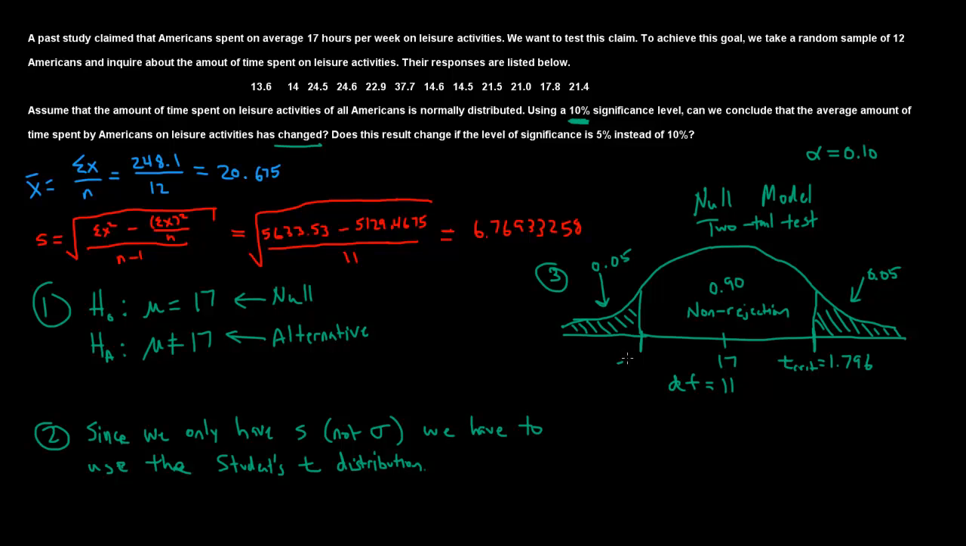So negative 1.796 over there, because we have this nice symmetry, since the t distribution is a family of approximately normal distributions. Okay, so again, that is t crit. Those are our critical values. So there's two ways we can think about this.